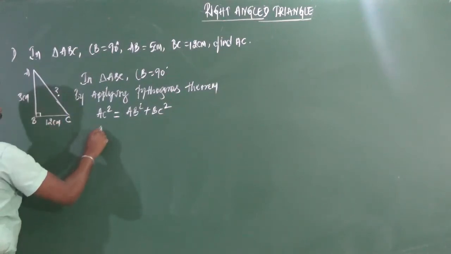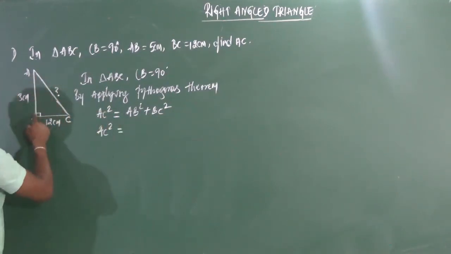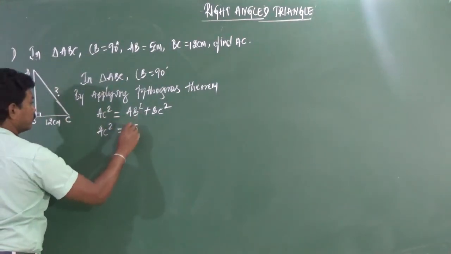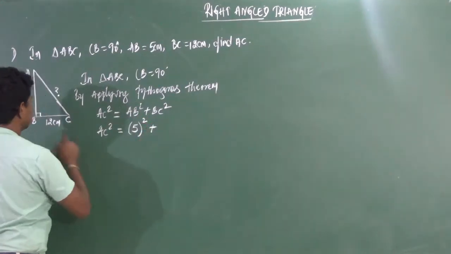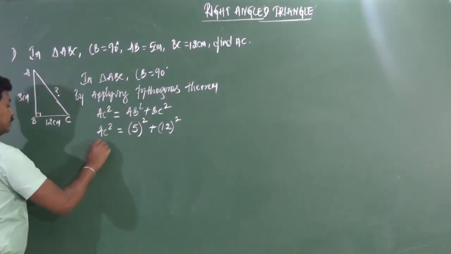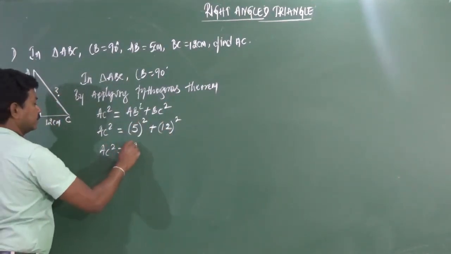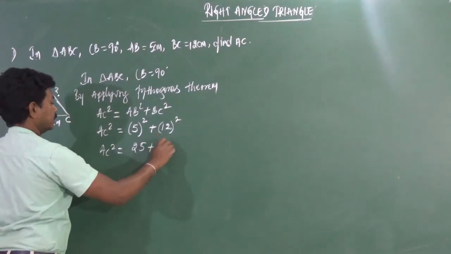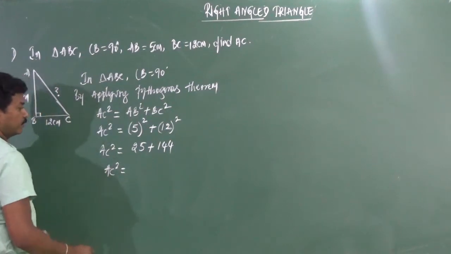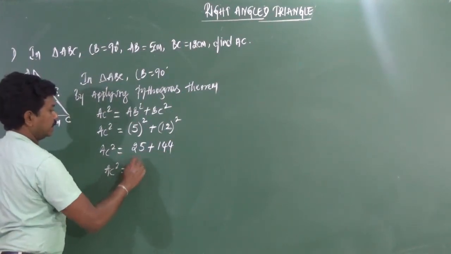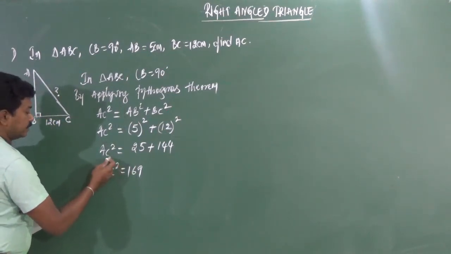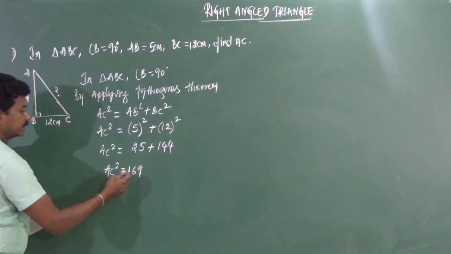So AC square is equal to AB square, where AB length is 5, so we put 5 whole square, plus BC is 12, so 12 square. So AC square is equal to 5 square, which is 25, plus 12 square, which is 144. So AC square is equal to 25 plus 144, which is 169. This is a perfect square.